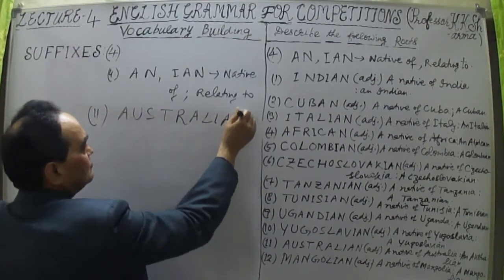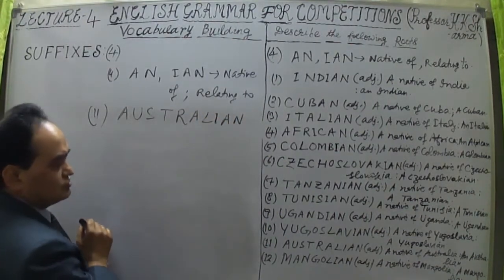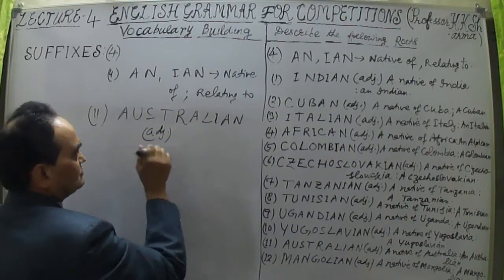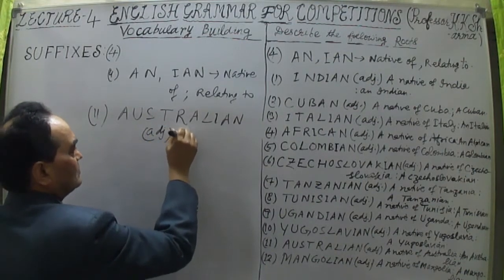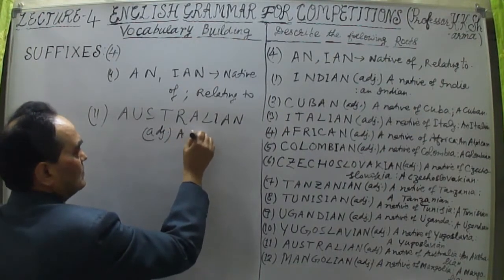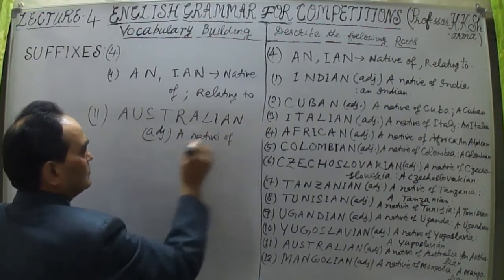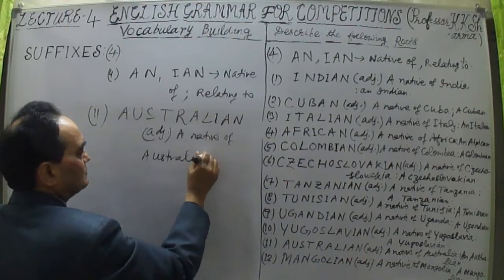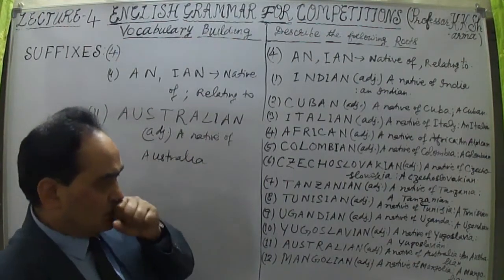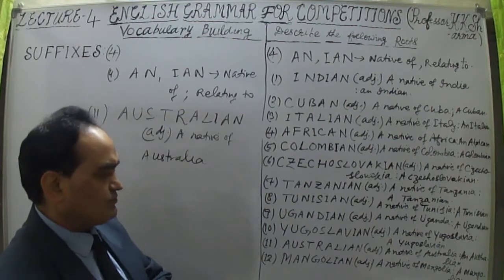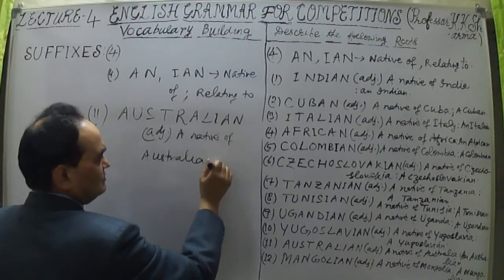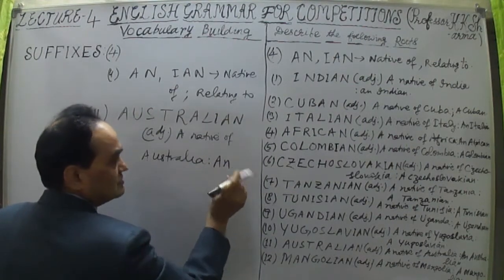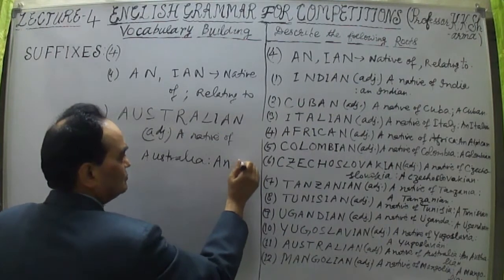A-U-S-T-R-A-L-I-A-N. Australian. Adjective again. That means a native of Australia. A native of Australia, right? And Australia, because this is N here, an Australian, it started with the pronunciation of A, and Australian.